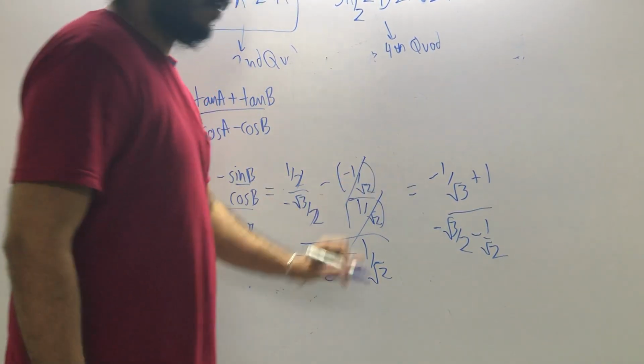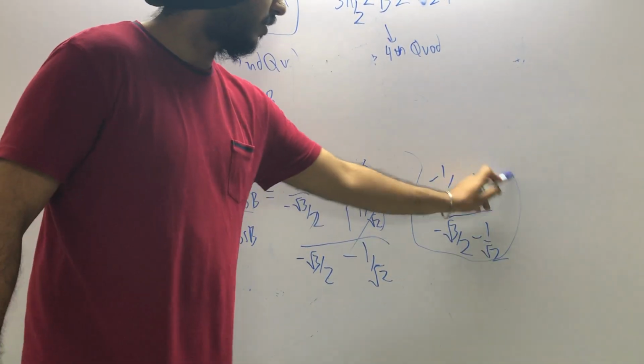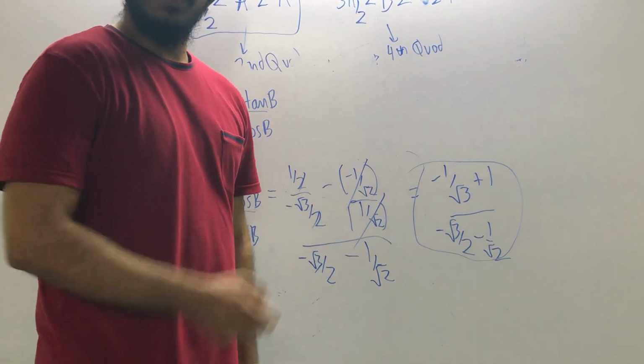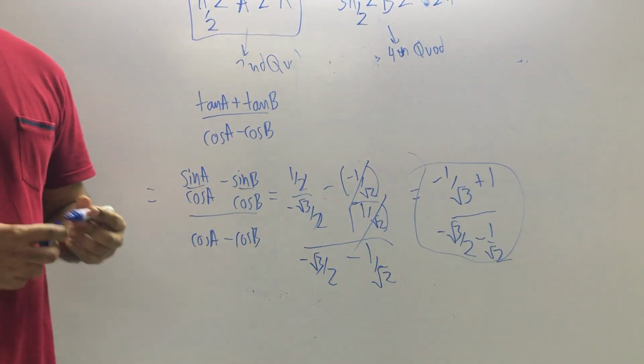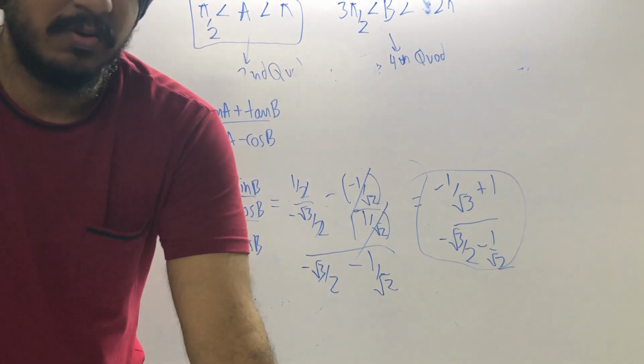Okay, if you want you can further simplify this, but nobody will cut your marks. Okay, you can write the answer like this, final answer. You can rationalize this or whatever you want, but I will finish the answer here. Nobody will cut your marks in this thing. Okay, you can leave your answer here also. You just have to find the answer. There is no problem over here.